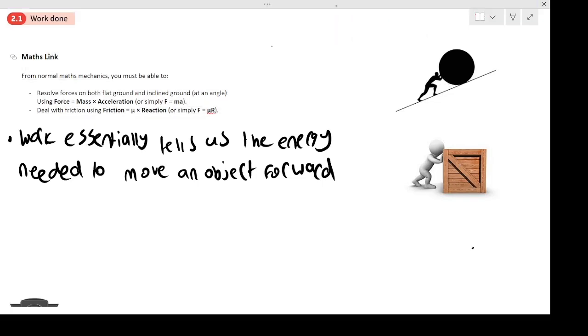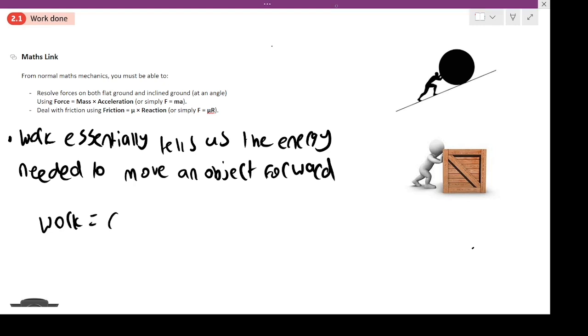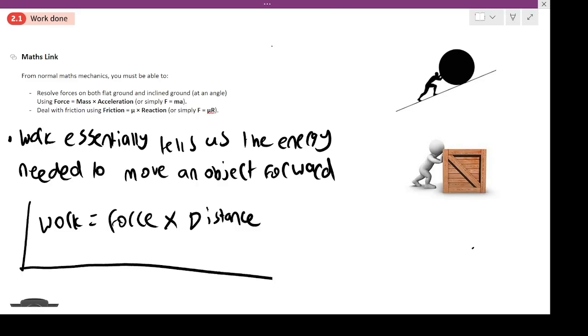So actually we can say, as a formula, that the work is going to be equal to the force times the distance moved by the object. Okay, and so that's the key formula we're going to be working with.